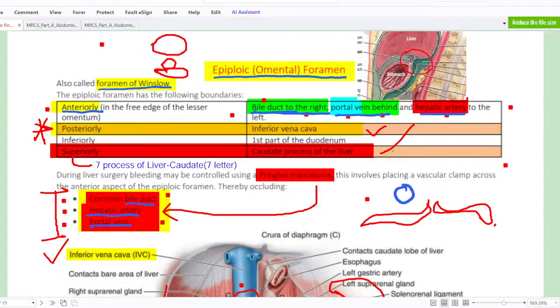So if this is the epiploic foramen, this is left side, this is right side, and this is behind. Behind we have the portal vein. On the left side we have the hepatic artery, and on the right side the bile duct. Then posteriorly we have the inferior vena cava, superiorly the caudate lobe of the liver, and inferiorly the first part of the duodenum.